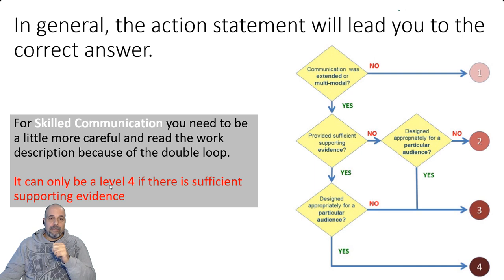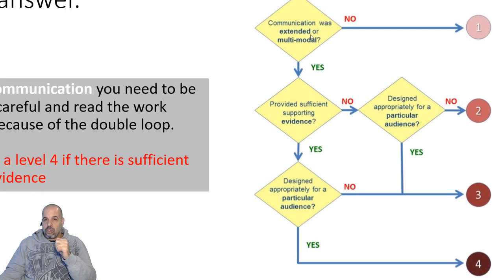It says here it can only be a level 4. In other words, the maximum level down here, level 4, if there is sufficient supporting evidence. So essentially, the rubric starts off with communication was extended or multimodal. So you've got two scenarios here. It can either be extended or multimodal to be considered as a level 2, let's say, of the communication rubric. Then, provide sufficient supporting evidence. Now, this is where the students have to provide evidence of the work that they've done. If they don't provide evidence, then you can never get to a level 4, but you can get to a level 3.